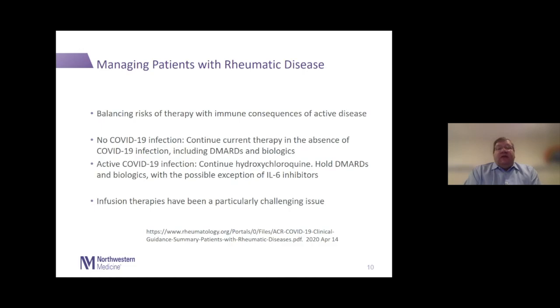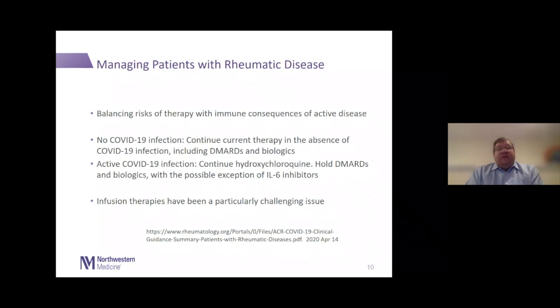Our current recommendations and what we've done from the beginning is that patients without infections, we've asked them to continue their current therapy, including any disease-modifying drugs like methotrexate or any biologic therapies. In the setting of an active infection, the current recommendations, and these come from the American College of Rheumatology, have been to continue hydroxychloroquine, but hold all the other DMARDs or biologics with the possible exception of an IL-6 inhibitor because of what I just talked about in terms of cytokine storm syndrome. This is all speculative. This is all a group of rheumatologists recommending this. There's no good data, honestly, to support any of these.